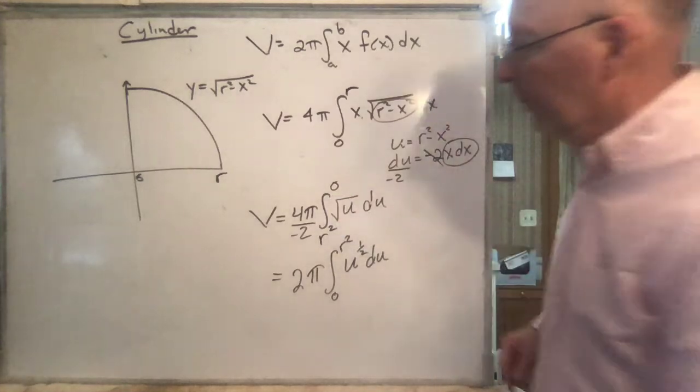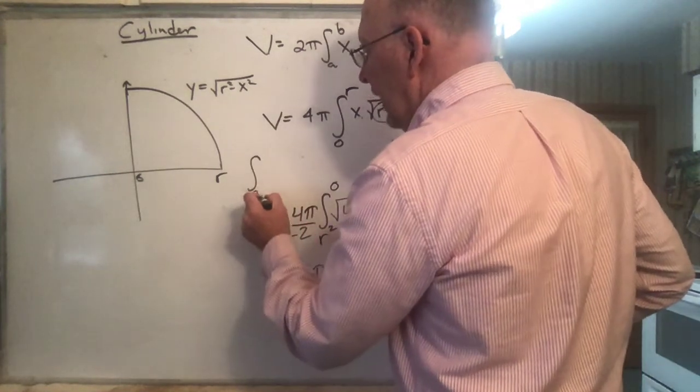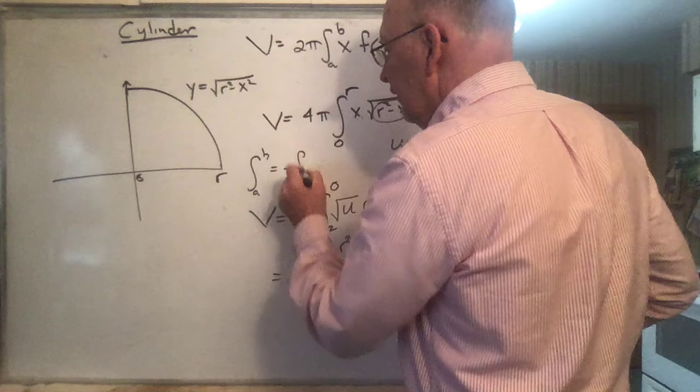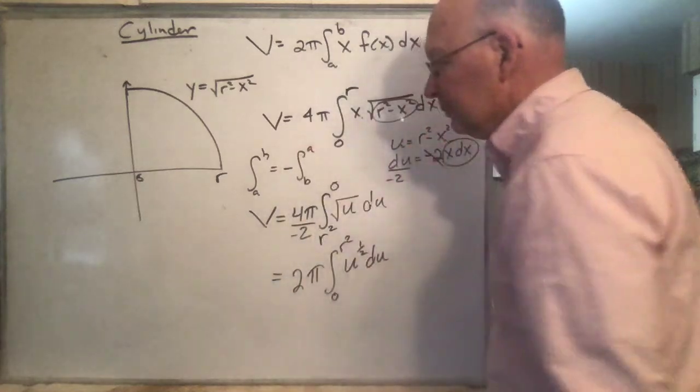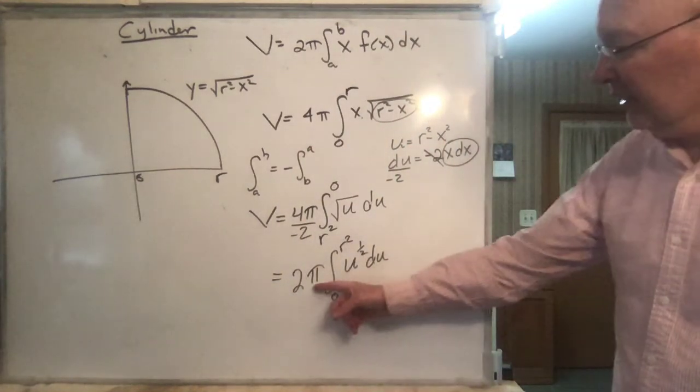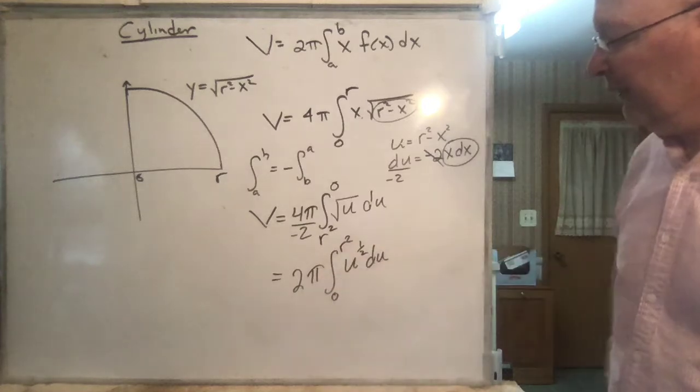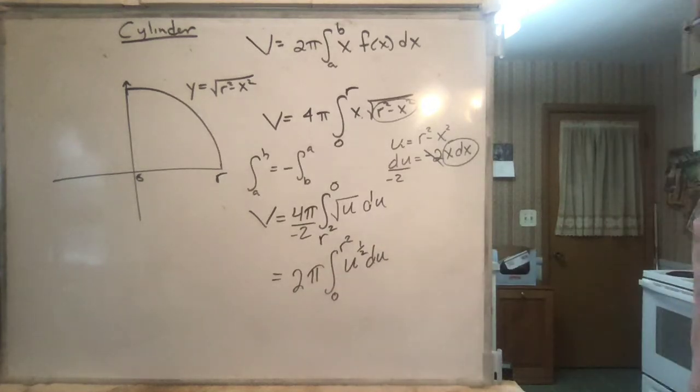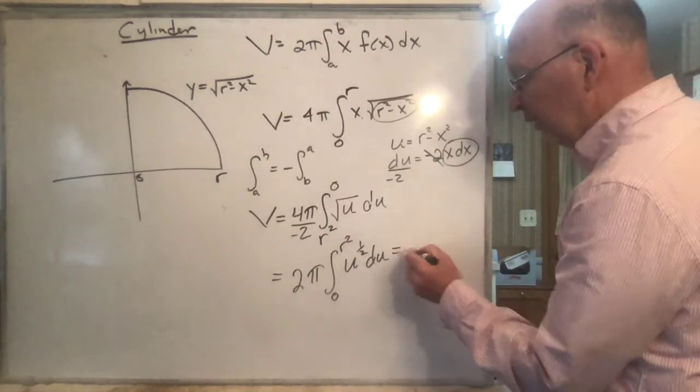If you flip it, remember, the integral from a to b is the negative of the integral from b to a. So that makes things easier. I don't want any more negatives in my life than I have to have. So I get that right there. Now I think we can go ahead and solve it.